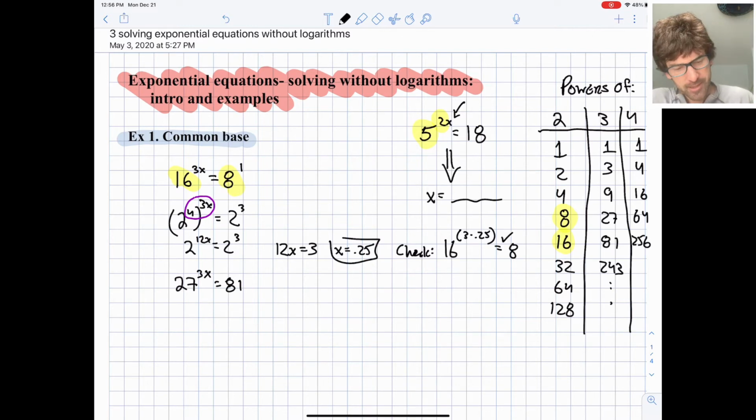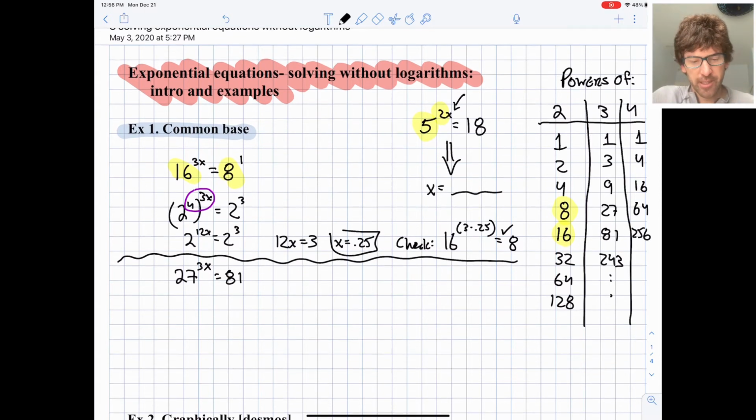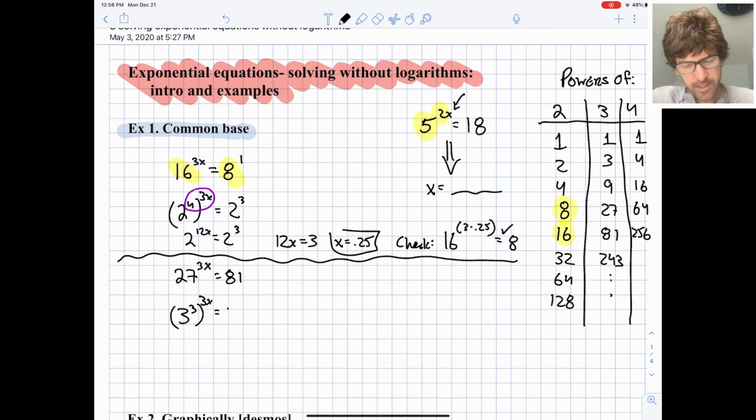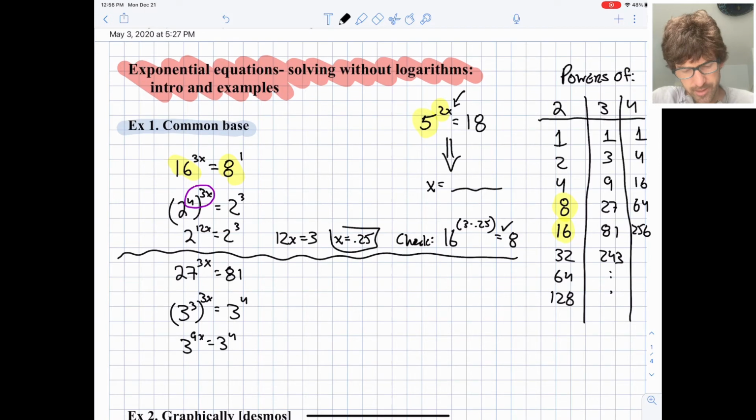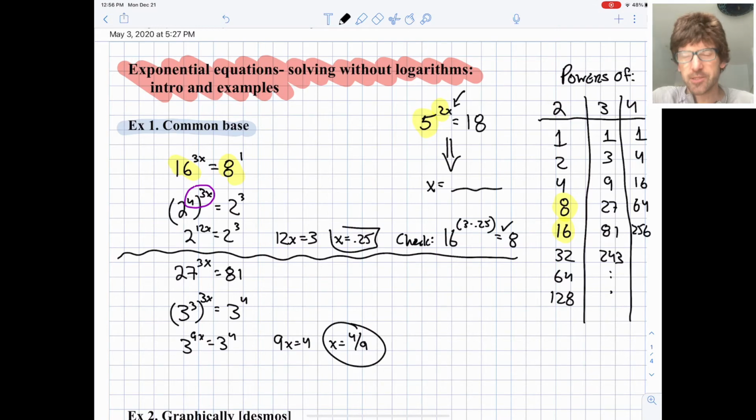Okay. Let's do this second problem down here. I hope you can see that we're dealing with powers of 3. Both 27 and 81 are powers of 3 here. So we can turn 27 into a 3 cubed, 3 times 3 times 3, all raised to the 3x, and 81 is 3 to the 4th. We can multiply our powers together, and we get 3 to the 9x equals 3 to the 4th. And now we can realize, since bases are equivalent, we have exponents that are equivalent as well. So 9x equals 4, so x equals 4/9 would be our solution right there.